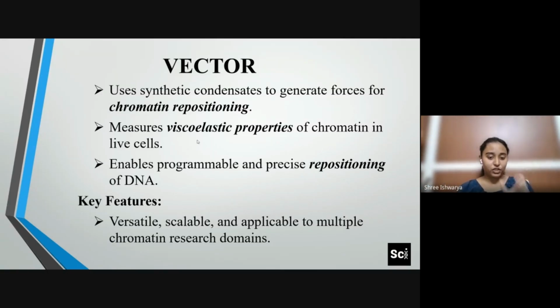So the key features here are that it is versatile, so whatever chromatin material you have, you can analyze it, and it is scalable. That is, it is not very high in cost. It is very inexpensive compared to other methods.